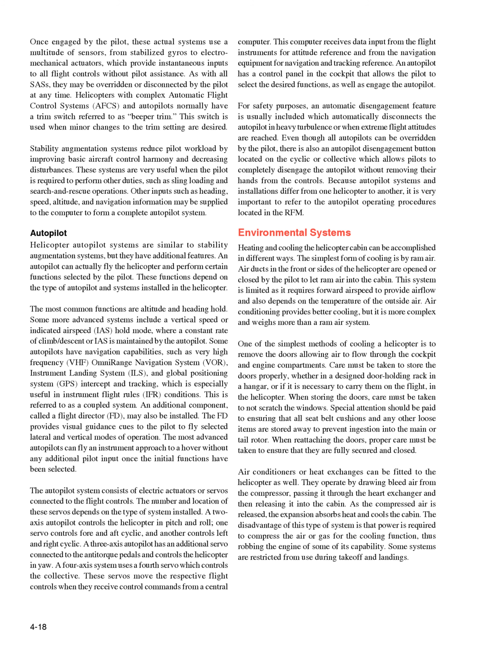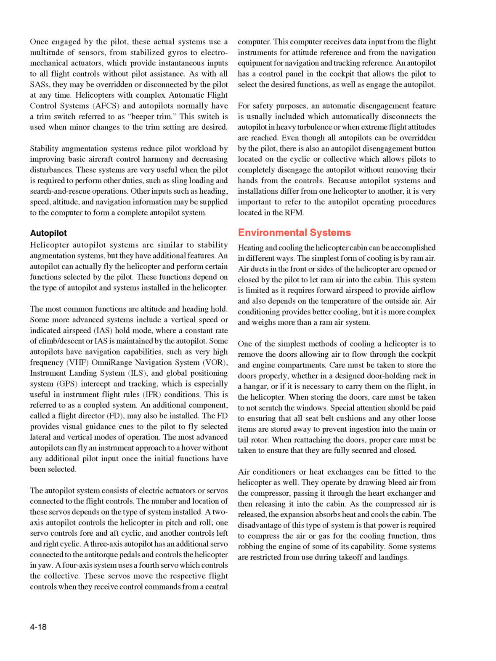functions have been selected. The autopilot system consists of electric actuators or servos connected to the flight controls. The number and location of these servos depends on the type of system installed. A 2-axis autopilot controls the helicopter in pitch and roll, one servo controls fore and aft cyclic, and another controls left and right cyclic. A 3-axis autopilot has an additional servo connected to the anti-torque pedals and controls the helicopter in yaw. A 4-axis system uses a 4th servo which controls the collective.